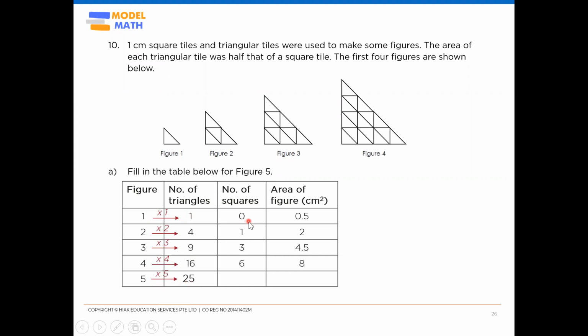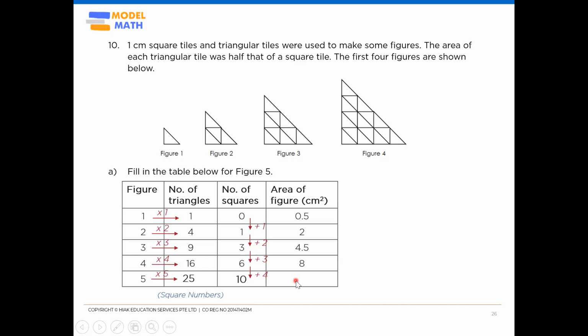Let's move on to the squares. For the number of squares, we see there's 0, 1, 3, 6. So the pattern here, if you go down the row, is an increment of plus 1, plus 2, plus 3. And of course, the next one will be a plus 4. Again, this is not a constant increase. However, the increment in terms of the numbers is easier to work with, it's just 1, 2, 3, 4, and it goes on consecutively. So this will be 10.